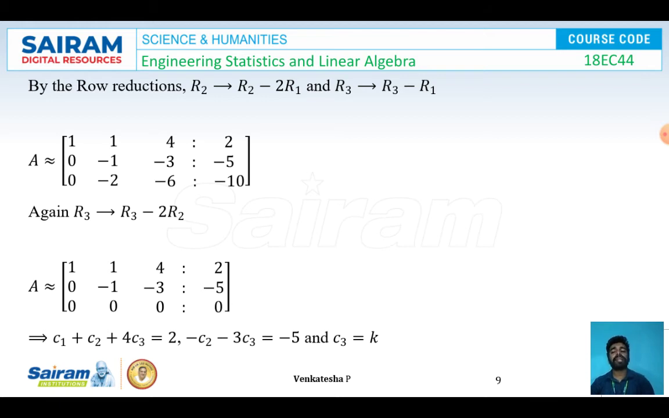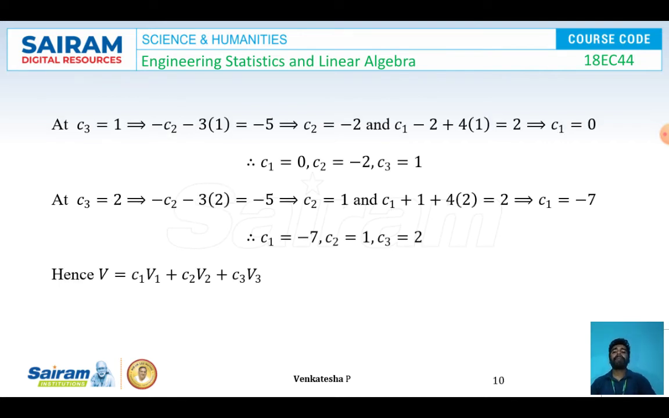In the first case, I'm taking k is equal to 1, and in the second case, k is equal to 2. I'm going to find the values of C1 and C2 in both cases. In the first case, I'm taking C3 is equal to 1. So I got the value of C2 is equal to minus 2 after replacing C3 is equal to 1 in the C2 equation. And I'm getting C1 is equal to 0, replacing C3 is equal to 1 and C2 is equal to minus 2 in the first equation. So I got the values C1 is 0, C2 is minus 2, C3 is equal to 1.